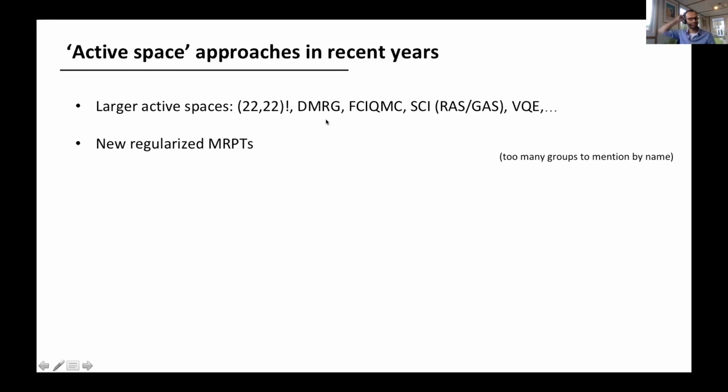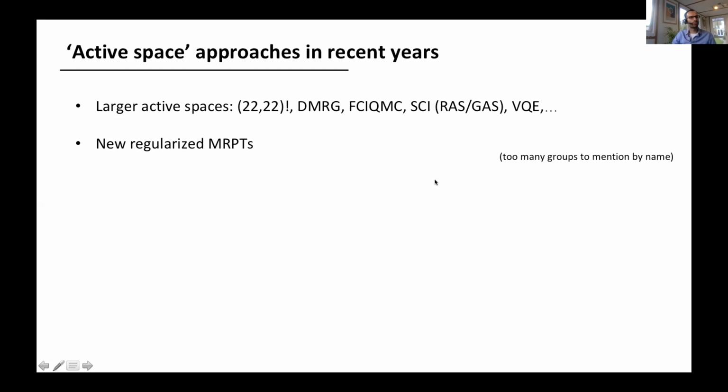But also there are these more approximate but yet systematically improvable approaches, DMRG, SrTiO that we've already heard about today, and that I'm working on in other projects as well. Also selected CI approaches, even quantum computing type approaches that are hopefully going to take us to larger active spaces. And also new regularized multi-reference perturbation theories.